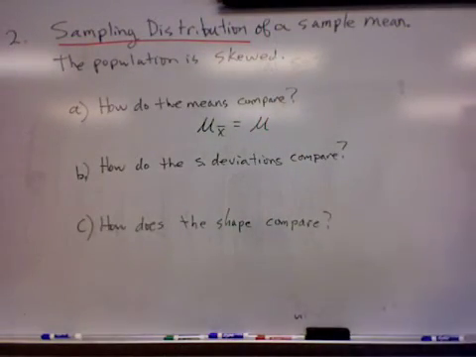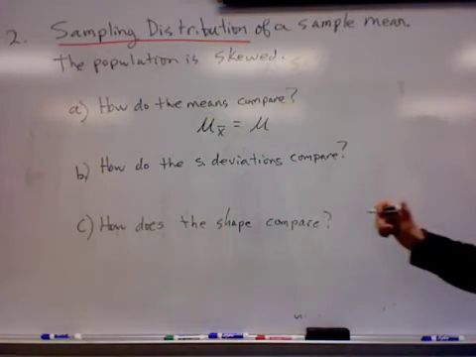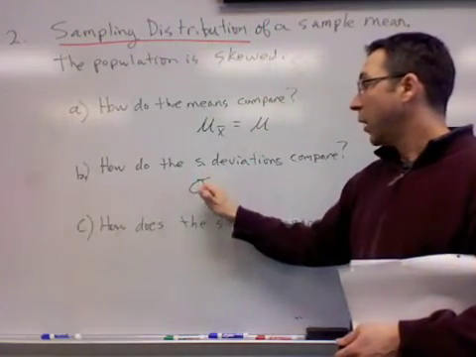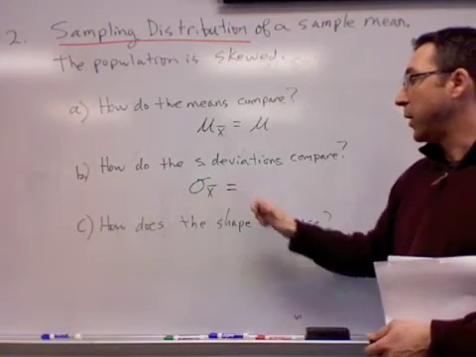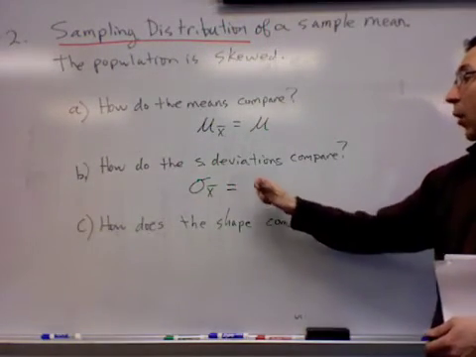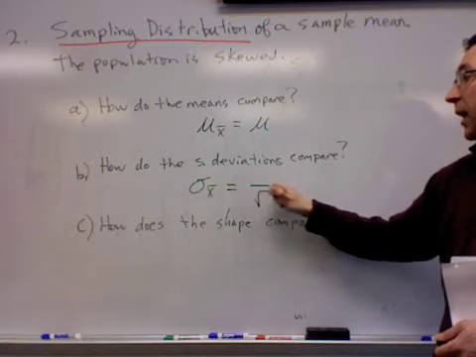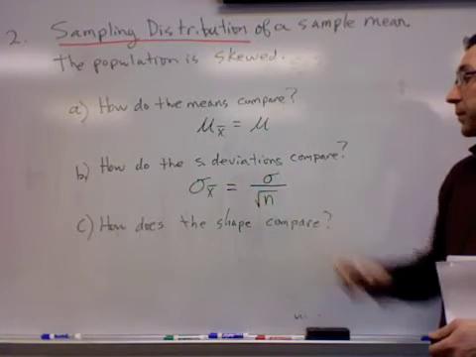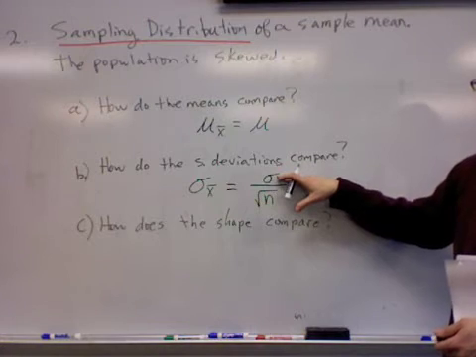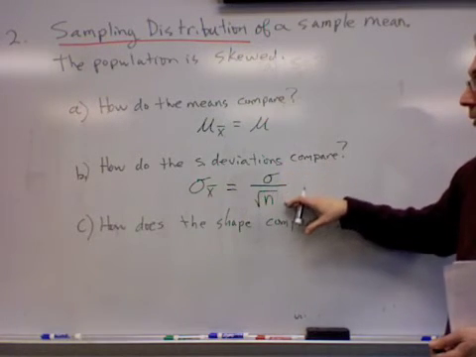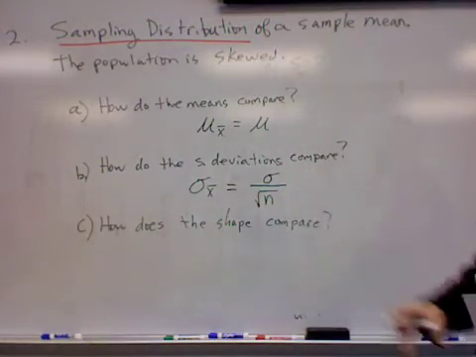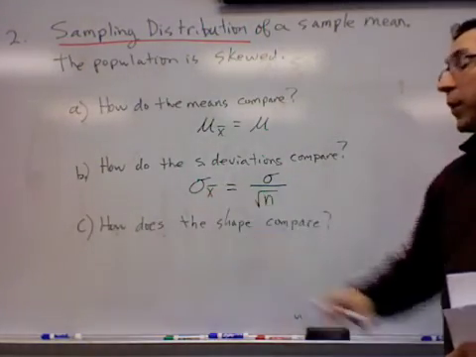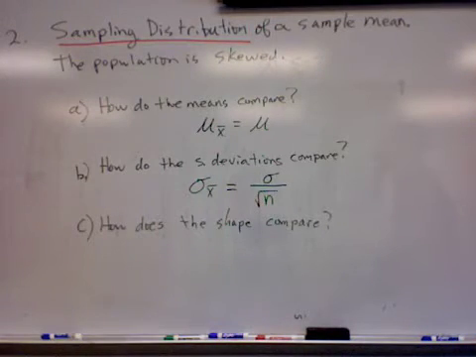How do the standard deviations compare? Well, the standard deviation is going to get a lot smaller because we're talking about the standard deviation of the sampling distribution. That's how it's written in symbols. It's going to be less. It's going to shrink down quite a bit, and that's based on how much is in your population. So if the initial population has a standard deviation of sigma, the central limit theorem tells us that it's going to be sigma divided by the square root of n for the sampling distribution's standard deviation.